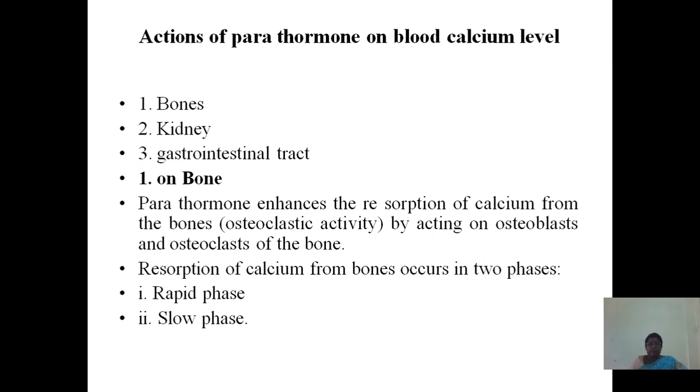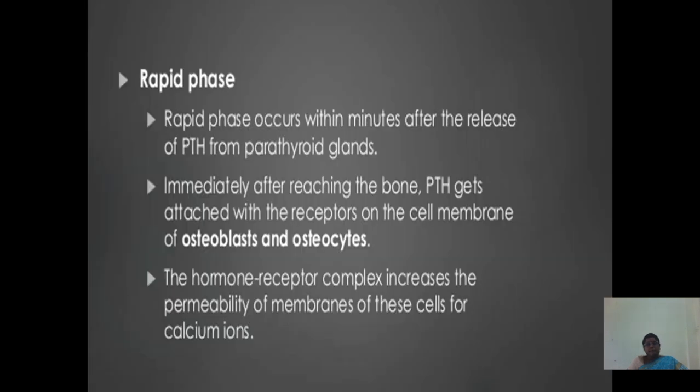Reabsorption of calcium from the bones occurs in two phases: a rapid phase and a slow phase. First of all, we will see the rapid phase. The rapid phase occurs within a few minutes after the release of parathormone from the parathyroid gland. Immediately after reaching the bone, parathormone gets attached to receptors on the cell membrane of osteoblasts and osteocytes. Osteocytes are cells present in the bone. The hormone receptor complex increases the permeability of the membranes of these cells for calcium ions.